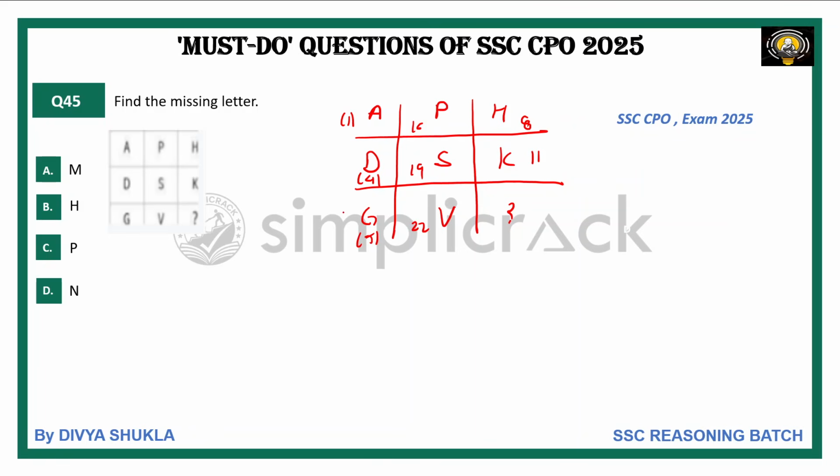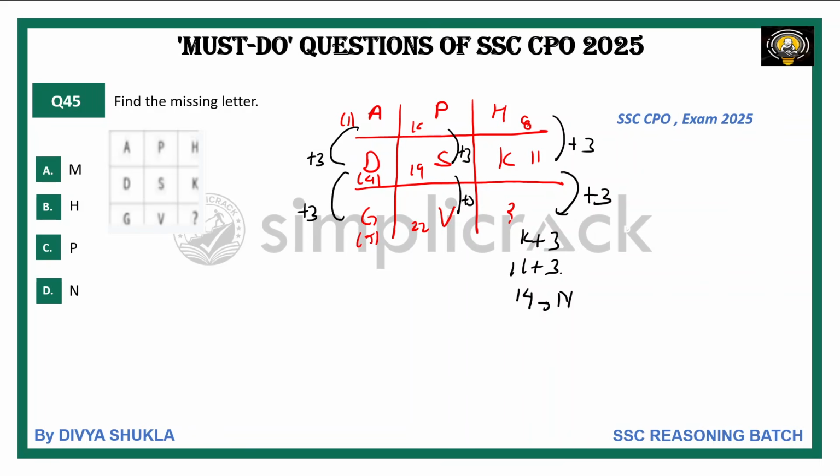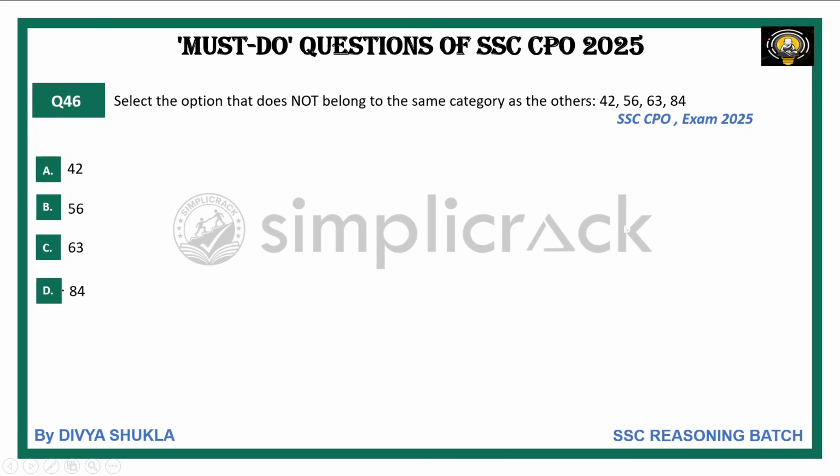If you observe the pattern here, what is it? From A to D I am adding 3, from D to G again I am adding 3, similarly from P to S I am adding 3, from S to V I am adding 3, from H to K I am adding 3. That means from K, if I add 3, I get 11 plus 3, that is 14, and 14 is the place value of N. Option D is the right answer for this question. I hope this is clear. Let's see the next one.